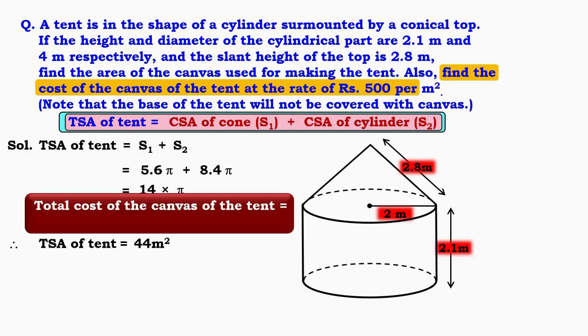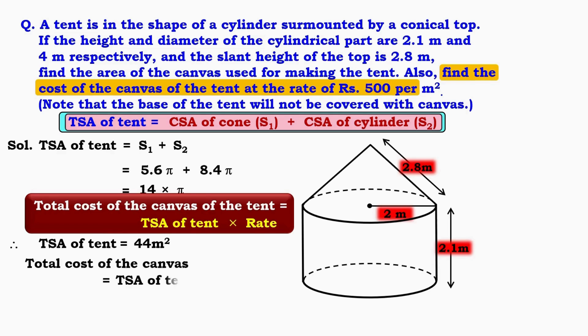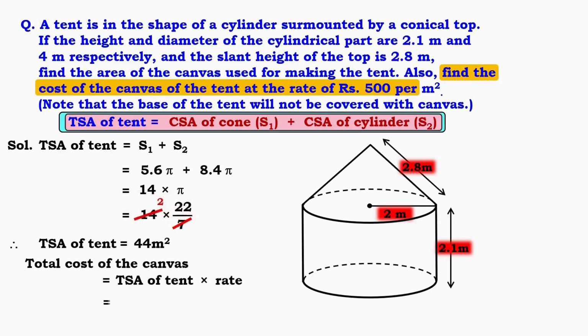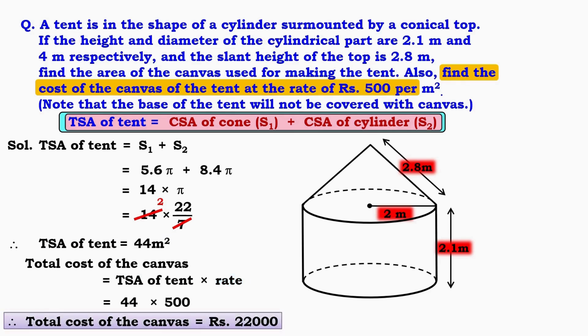So the TSA we already found out. Now the total cost of the canvas of the tent will be the TSA of the tent into the rate, that is 500. So 44 into 500. Let us calculate it. So the total cost of the canvas is 22,000 rupees.